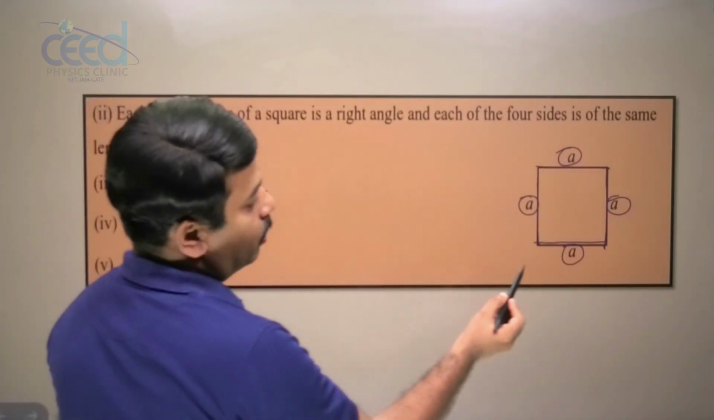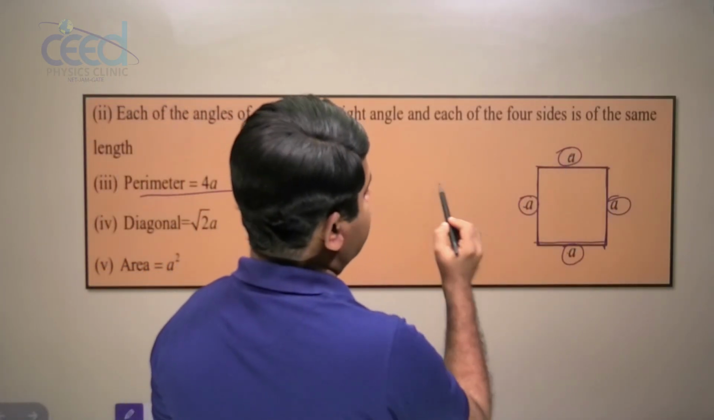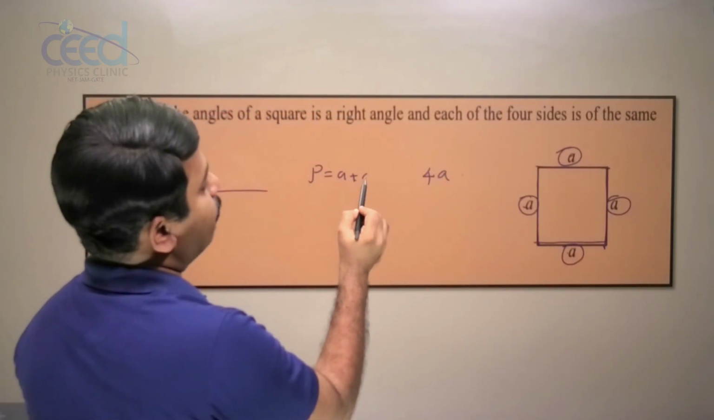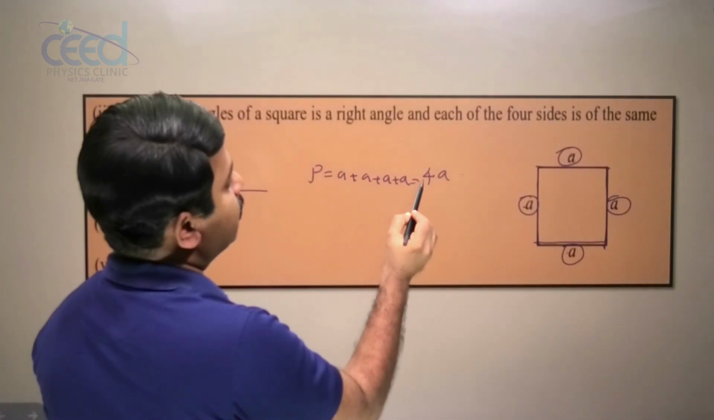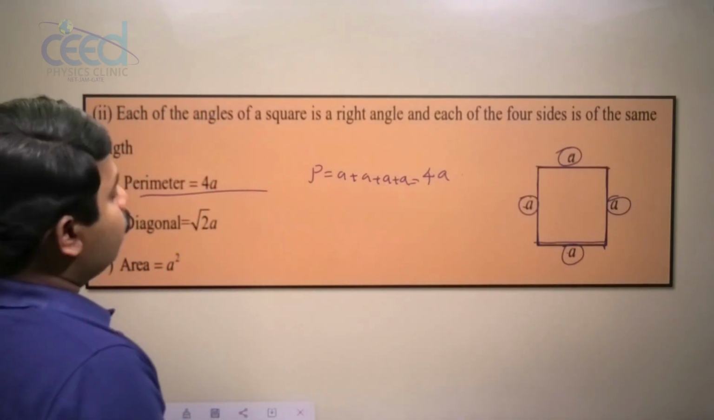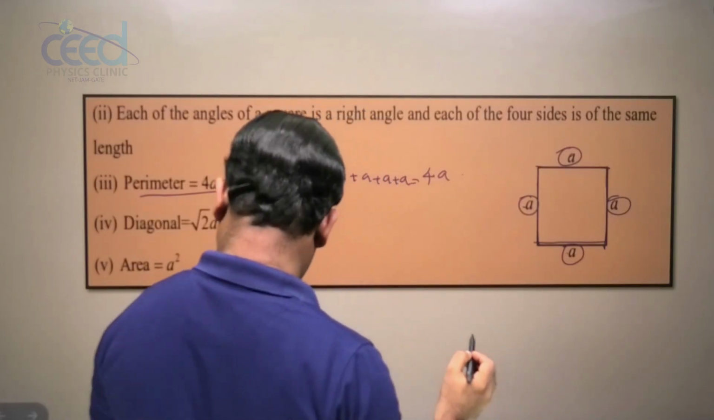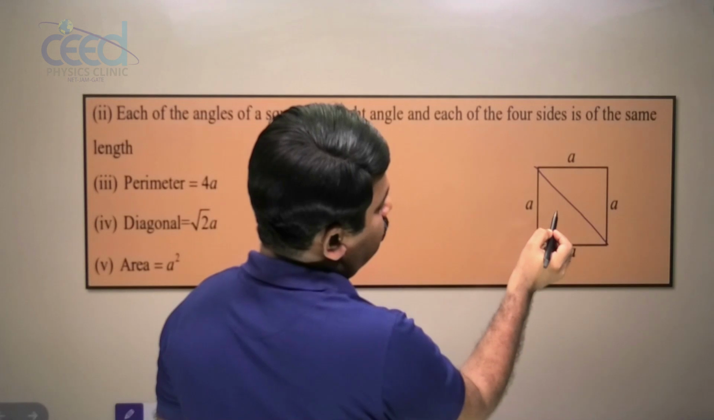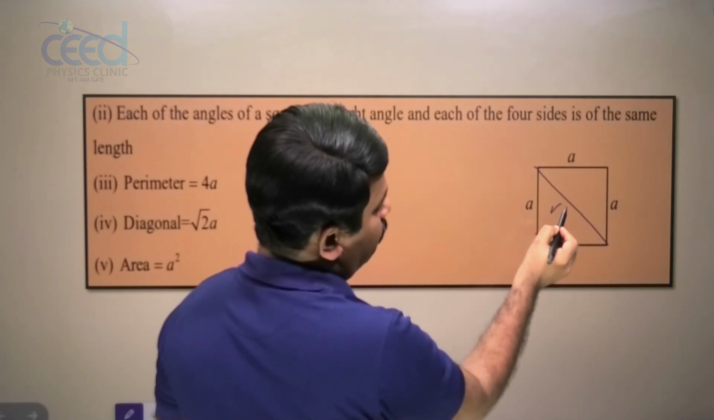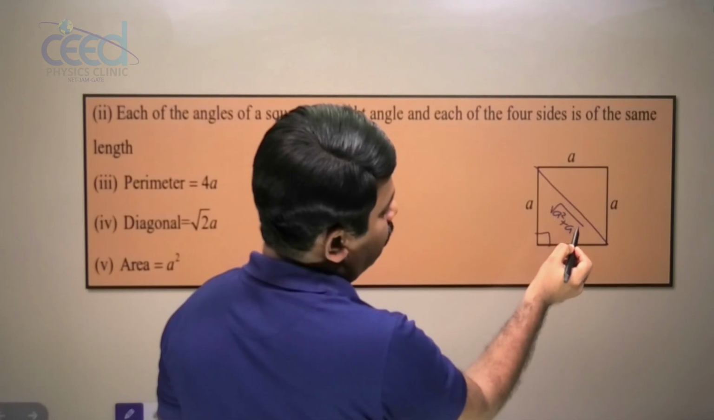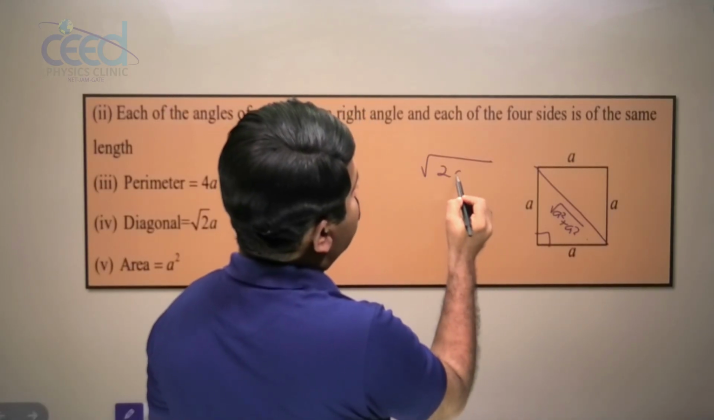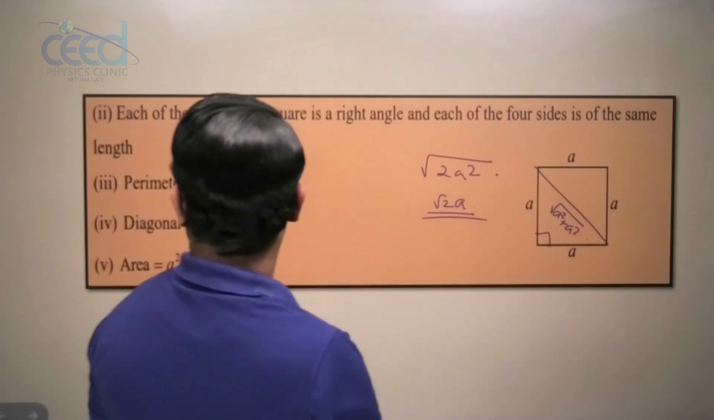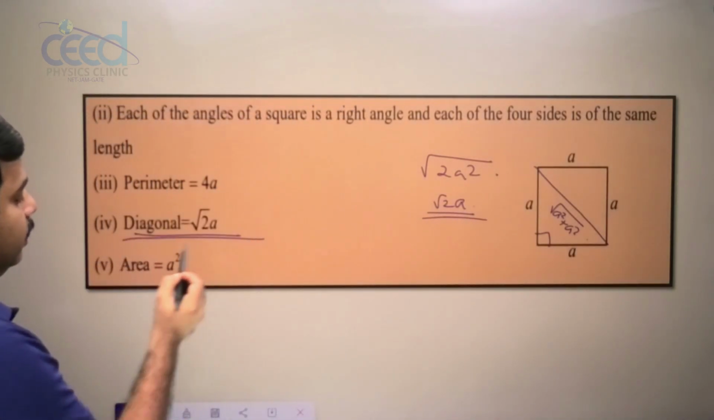Now, what is the perimeter? The sum A plus A plus A plus A, that is 4A, that is the perimeter, right? Now, diagonal, so here again Pythagoras theorem. This is a right angled triangle, square root of A square plus A square, that is square root of 2A square, then the square root of A square is A, so root 2 A. So, this is our diagonal length, right?